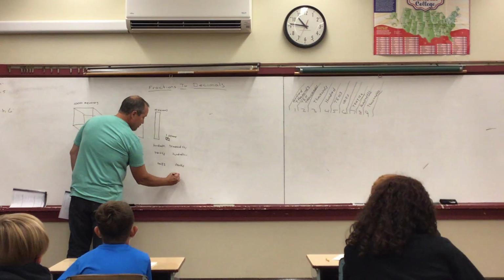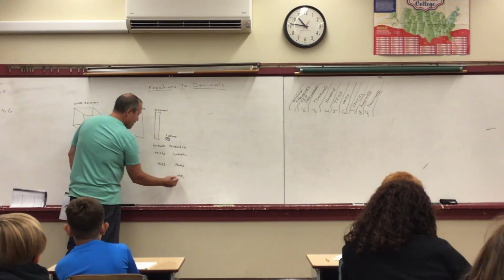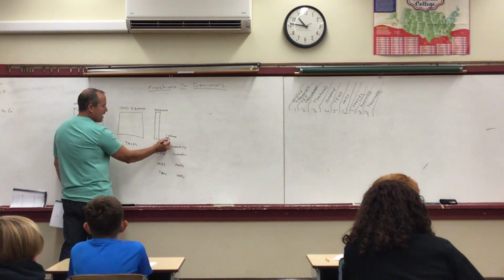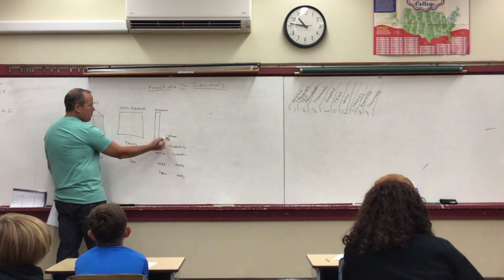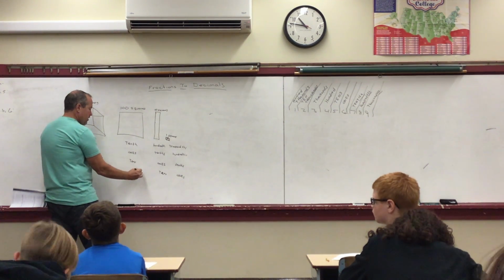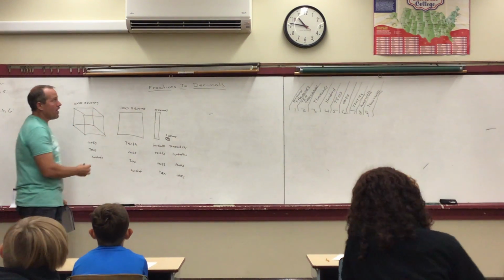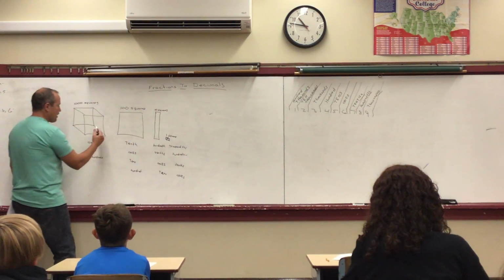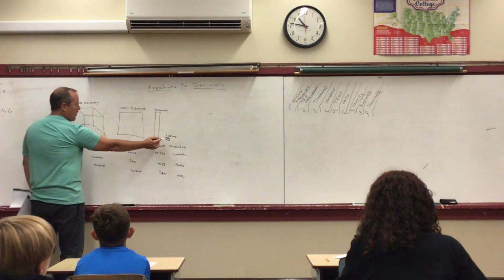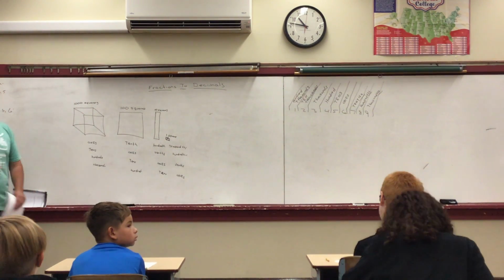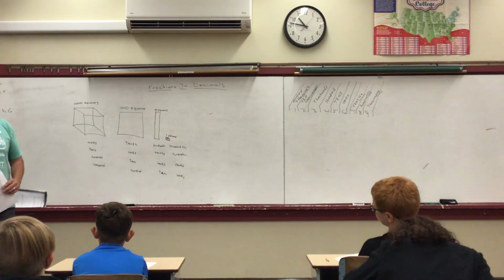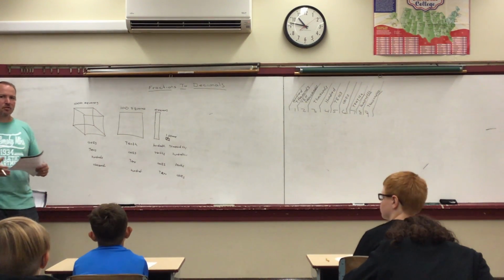If this represents the ones place, then this would represent the tens, because there would be 10 of these in one of them. If this is the ones place, this would be the hundreds, because there would be 100 of these in one of them. And if this is the ones place, this would represent the thousands, because there would be 1,000 of these in one of them. So base 10 blocks sometimes can be confusing because it all depends on which one you represent as the ones place.